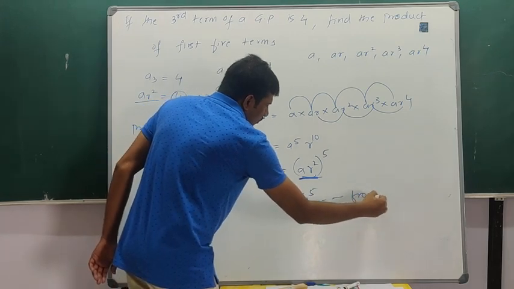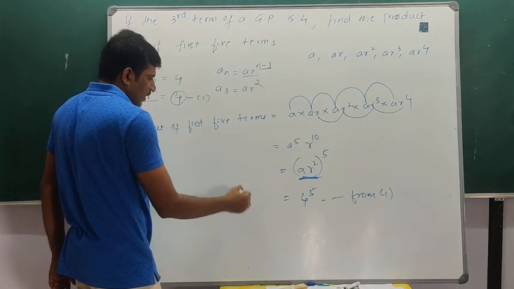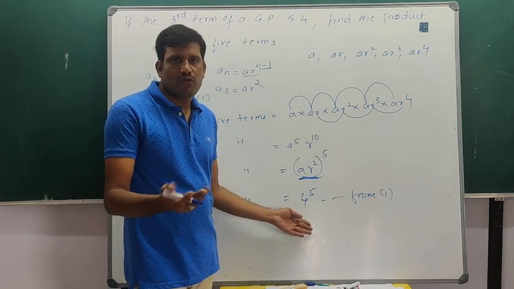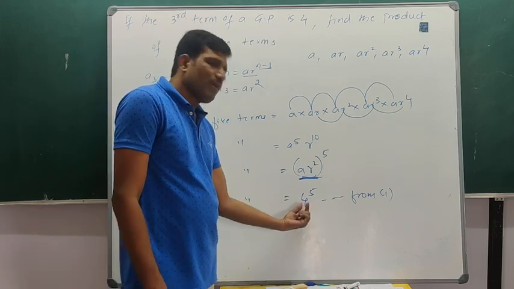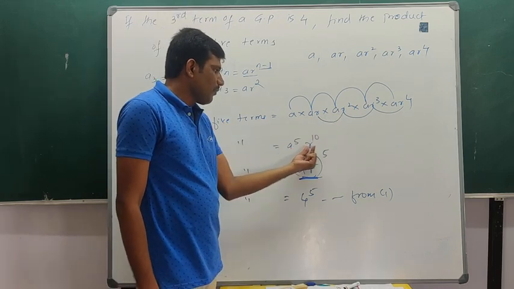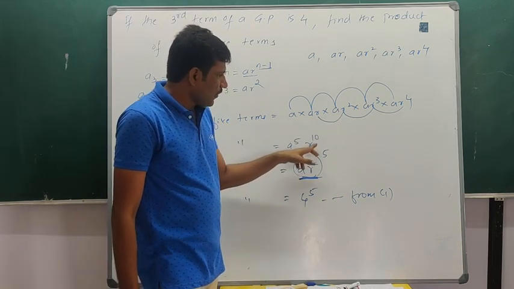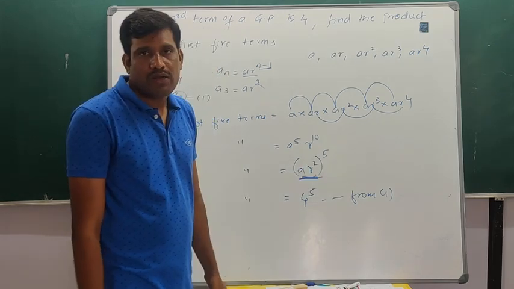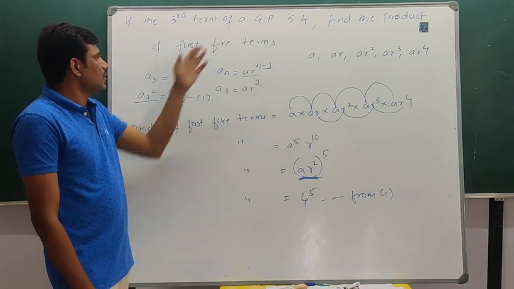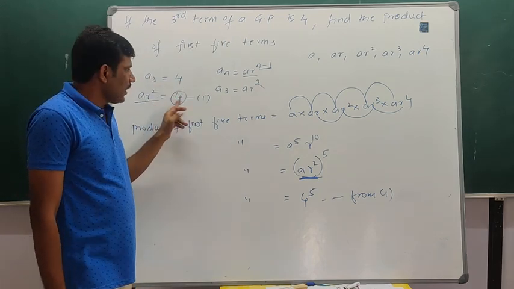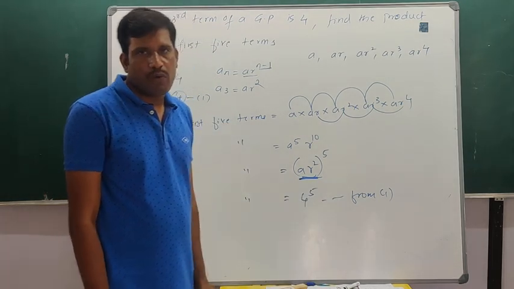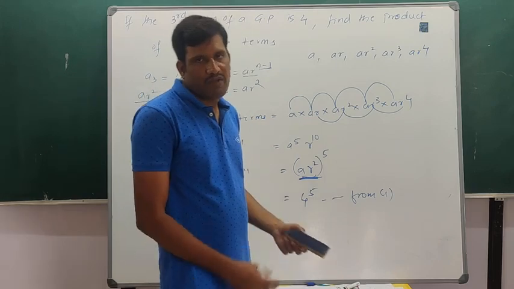So just to write, this is from equation number 1. So this is the product of first 5 terms. We can expand 4 power 5, that is 4 into 4 into 4 into 4, or we can keep the answer as it is, that is 4 power 5. So the product of first 5 terms is nothing but A power 5 into R power 10, which I can write as AR square whole power 5. What is AR square? Our value we already got, because the third term is given. What is the third term? AR square. AR square value is 4. Substitute that value here, so we are getting the answer, that is 4 power 5. So this is the product of first 5 terms.